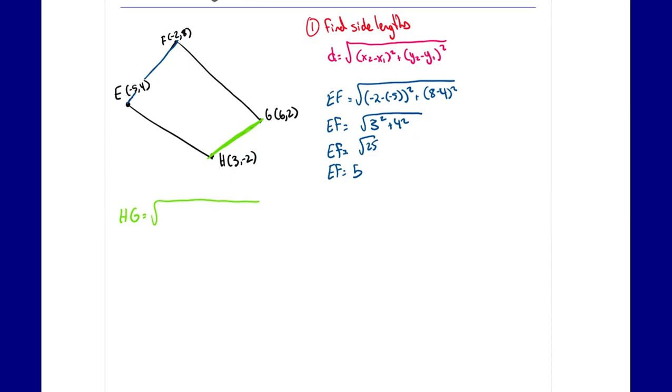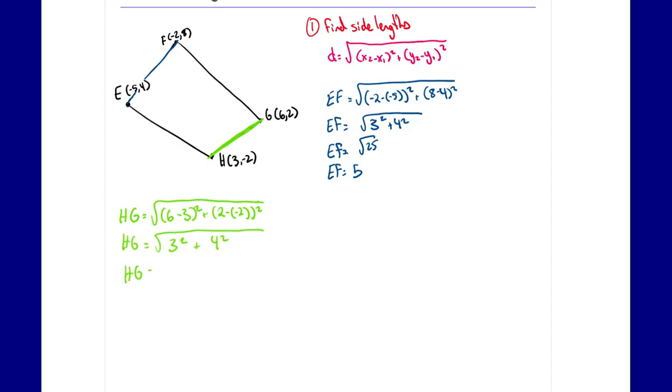So we're going to do HG in the same formula. G is going to be my second point. So we're going to have 6 minus 3 squared plus 2 minus -2 squared. We have 3 squared plus 4 squared.